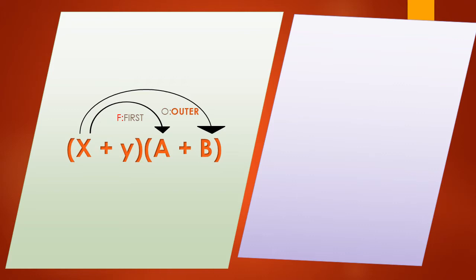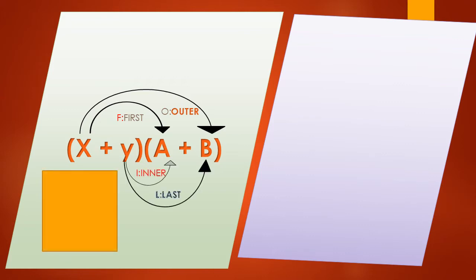Similarly, the first term in the first expression is x and the last term in the second expression is b. So x and b are the outer terms. Similarly, the y in the first expression and a in the second expression, they are called inner terms. And in this way, y in the first expression and b in the second expression, they are called last terms.